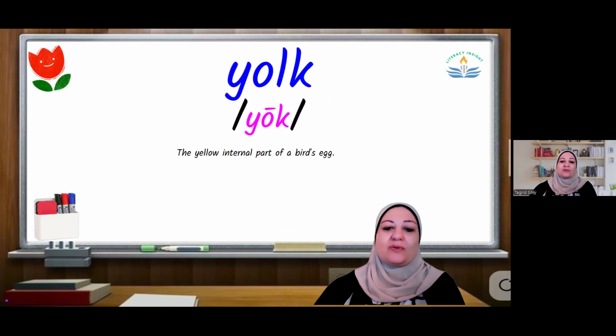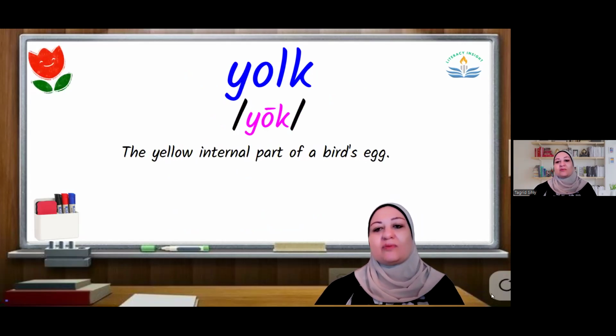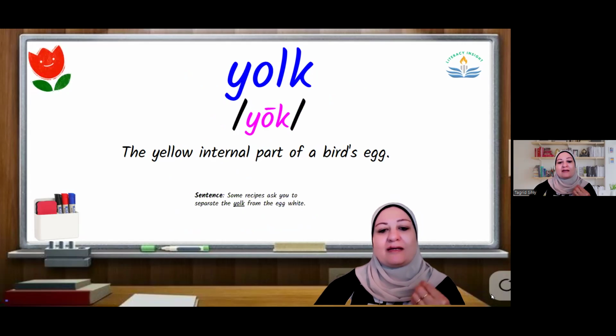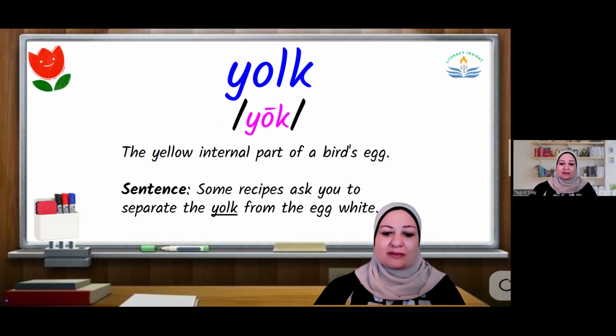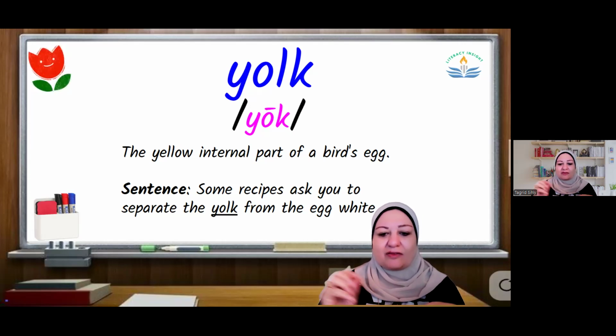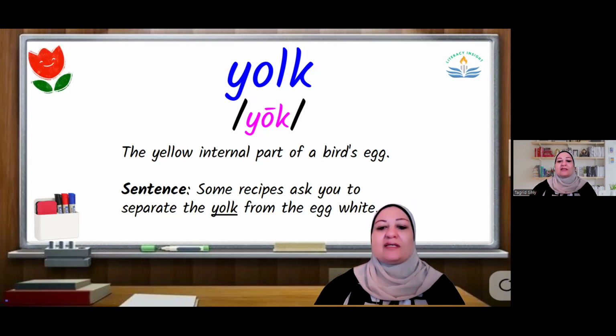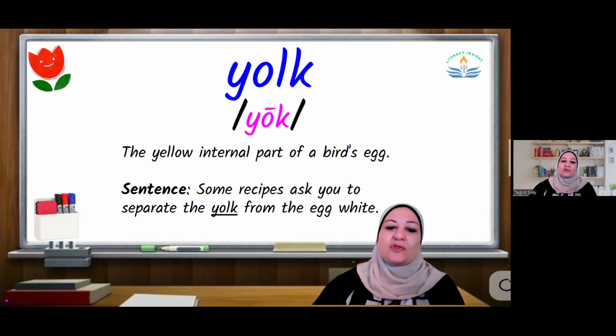Yolk. What is a yolk? The yolk is the yellow internal part of a bird's egg. A sentence using the word yolk, some recipes ask you to separate the yolk from the egg white. So if you are familiar with cooking and the recipe tells you to separate the yolk from the egg whites, especially when you're baking cakes and stuff, they only want you to use the egg white in the recipe and not the yolk. So the yolk is the yellow part of the bird's egg.